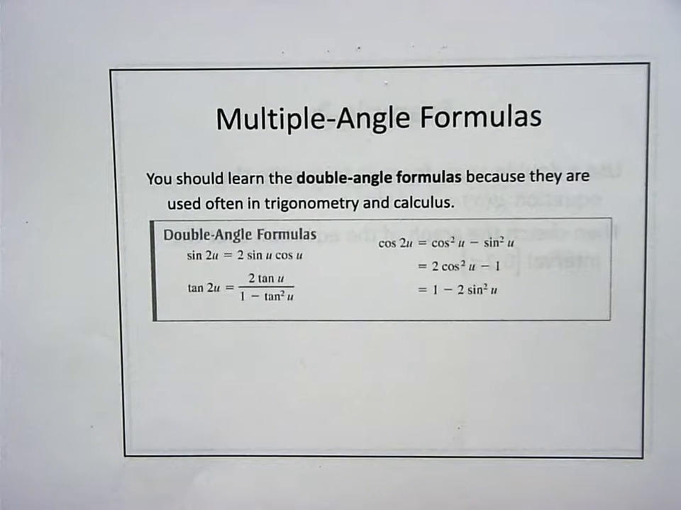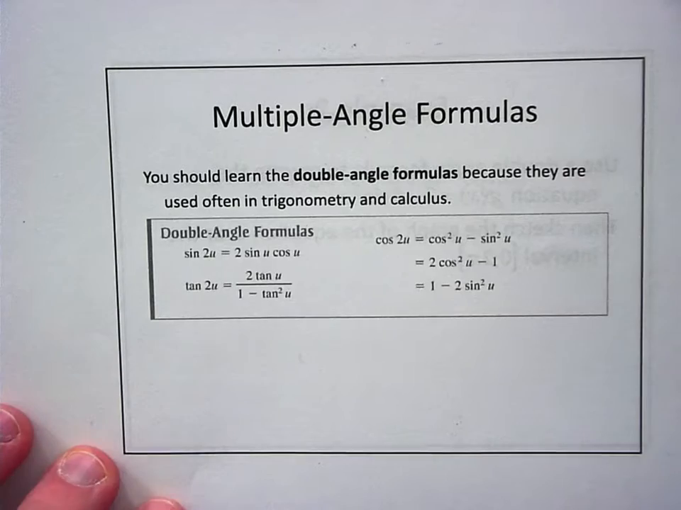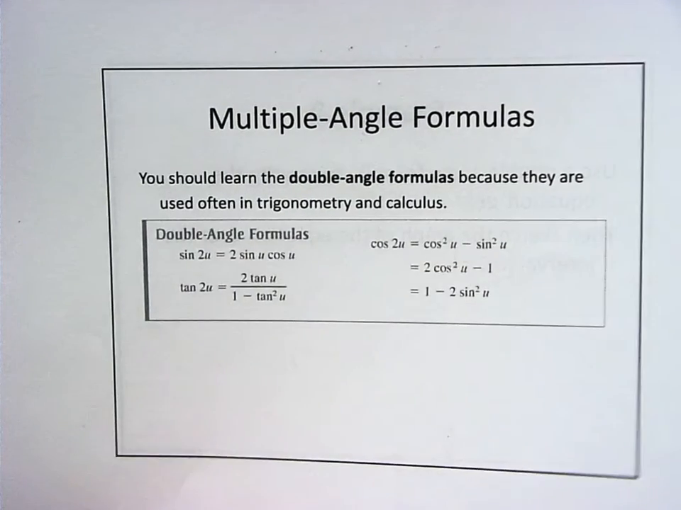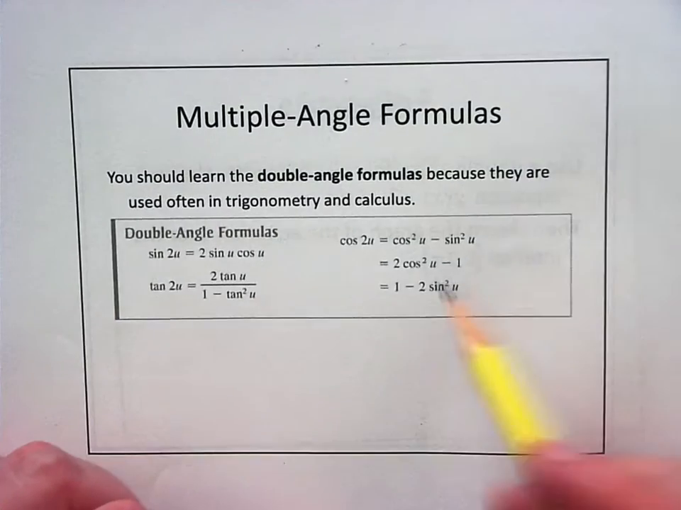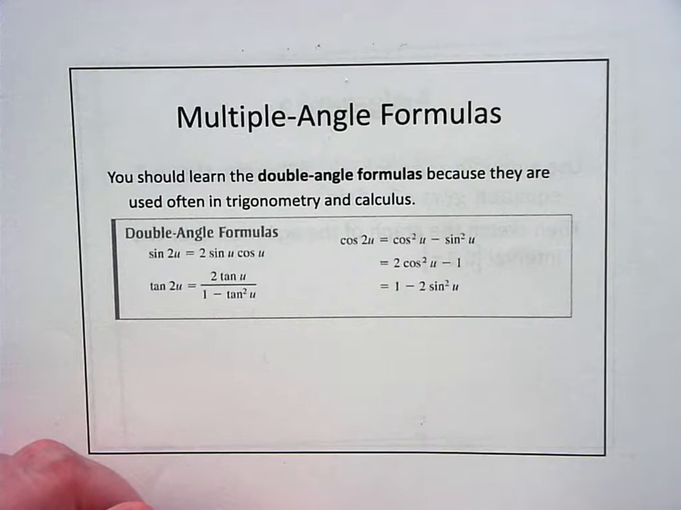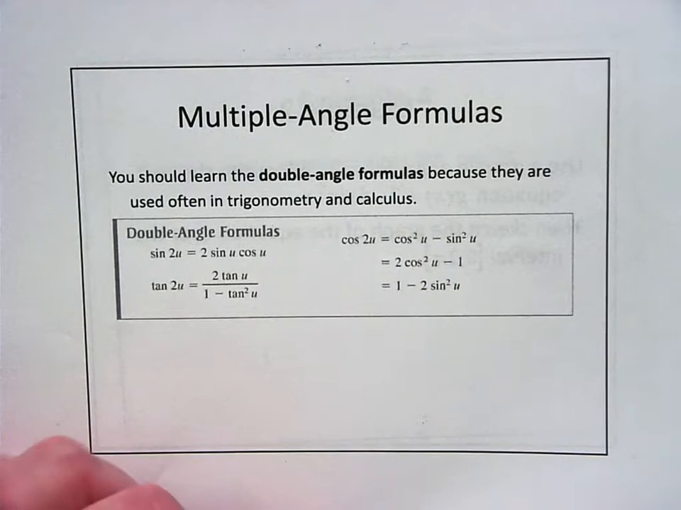Now these are all in the front of the book. I'm not going to leave this up here too long for you guys to copy down or anything. Feel free to open up to the front of your book and look at that as the reference. But notice cosine has 3 different versions. Any of those 3 will usually work. One will usually work best for that problem you're doing.